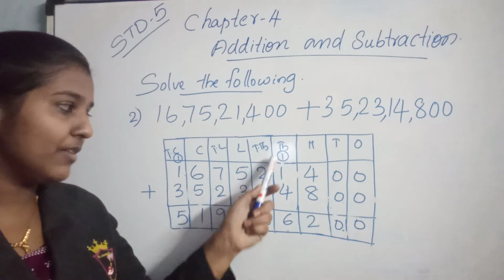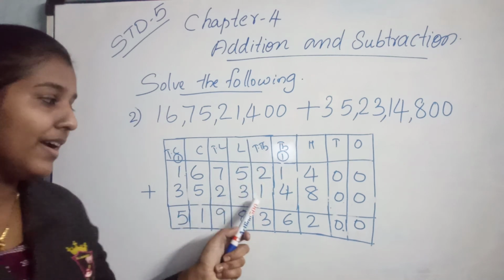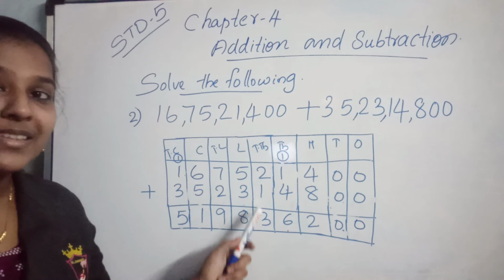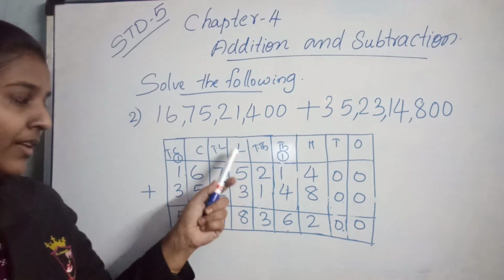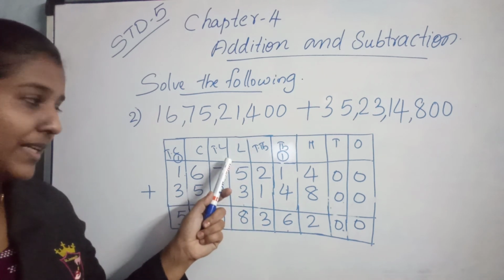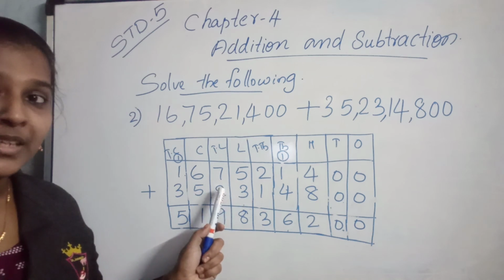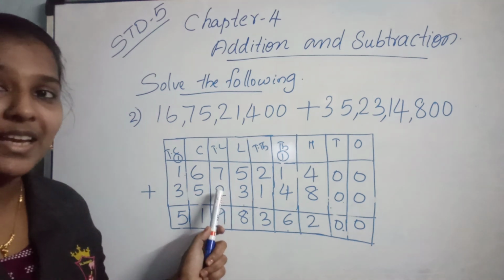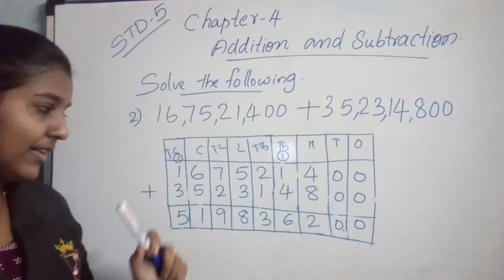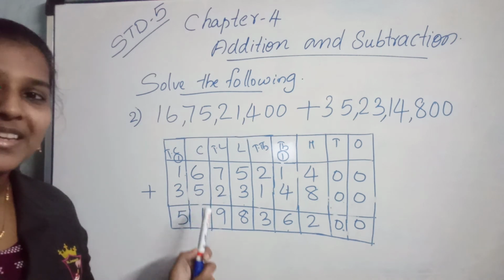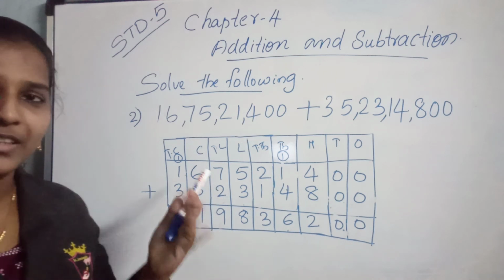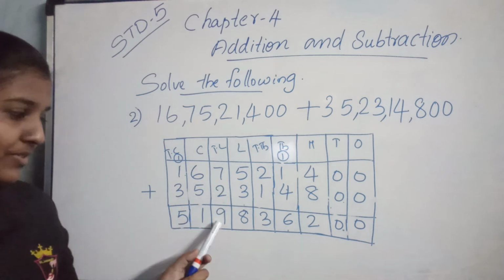Now move to the next place. That is 10,000 place. Here the digits are 2 and 1. 2 plus 1 is 3. You can write here. Then move to the next place. That is lakhs place. That is 5 and 3. 5 plus 3 is, yes children, 5 plus 3 is 8. Okay. Then you can write that here. Then 7 plus 2 is 9. Okay. You can take the fingers and you can add. 7 plus 2 is 9.